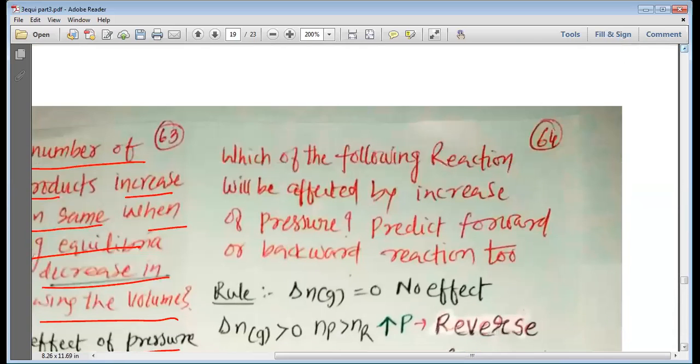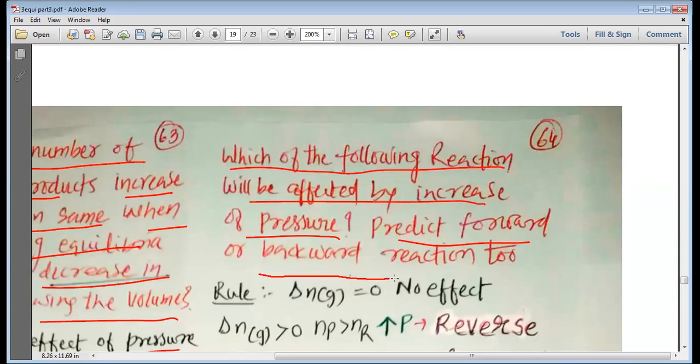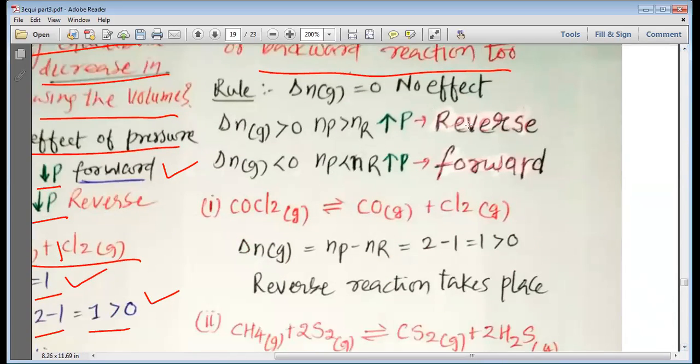Let's move and understand the next. Which of the following reactions will be affected by increase of pressure? Predict the forward or backward reaction too. So we need to understand the backward and forward reaction.